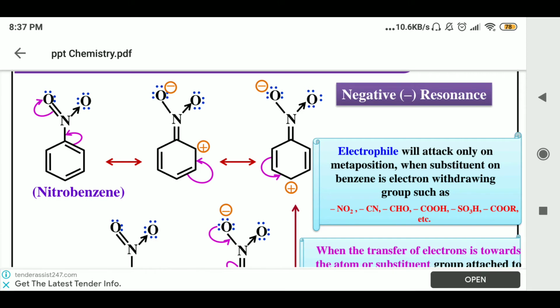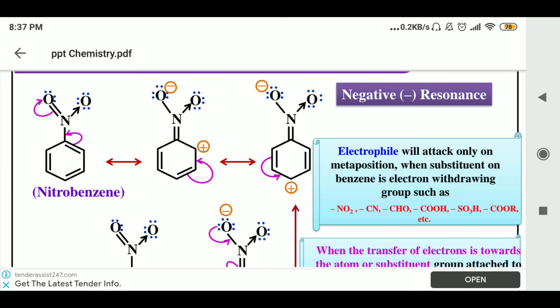So this is the difference between the negative and the positive resonance, and the electrophile will attack only on the meta position. What is the difference here, beta? The nitro group that is present withdraws the electron, so there will be formation of positive charge over the benzene ring. However, the hydroxy group will push the electron, so there will be an increase in the density of electrons in the benzene ring.